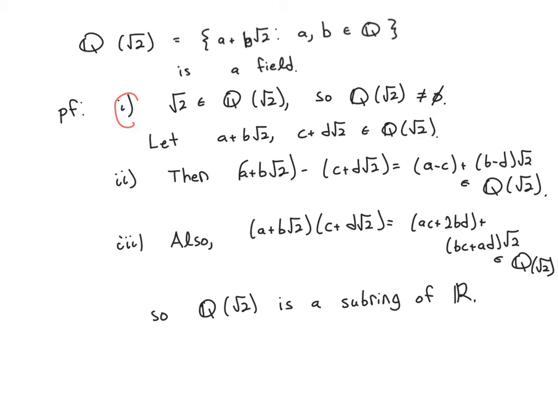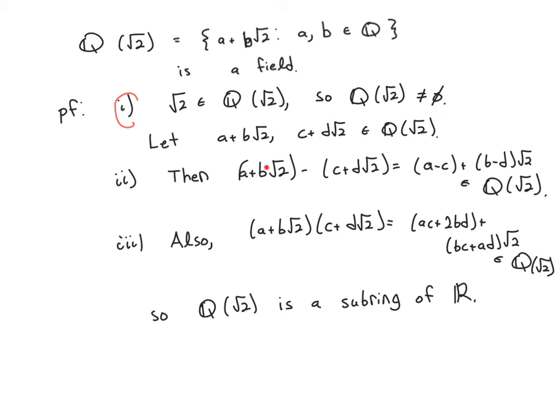So let's use approach 2. First off, we need to show that this set is non-empty. Well, it contains the square root of 2, so we're good there. Next, we need to show it's closed under subtraction and multiplication. So we're going to take 2 elements in this set.